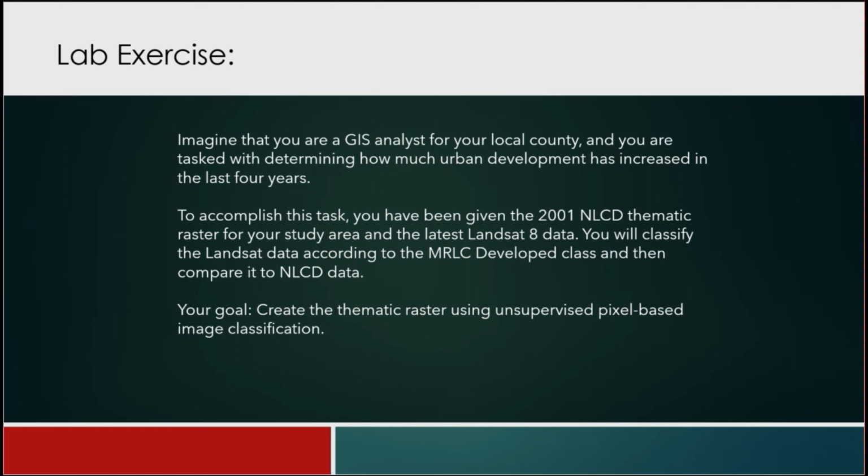Okay, that leads me to our last slide, and that is going to introduce this week's lab. Imagine you are a GIS analyst for your local county, and you are asked to determine how much urban development has increased in the last 4 years. To accomplish this task, you have been given the 2001 NLCD thematic raster for your study area and the latest Landsat 8 data. You will classify the Landsat data according to the MRLC developed classes and then compare it to the NLCD data. The goal here is to create a thematic raster using unsupervised pixel-based image classification.